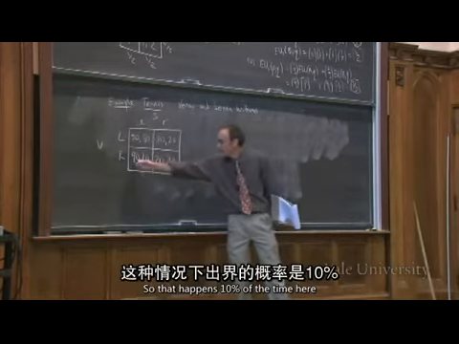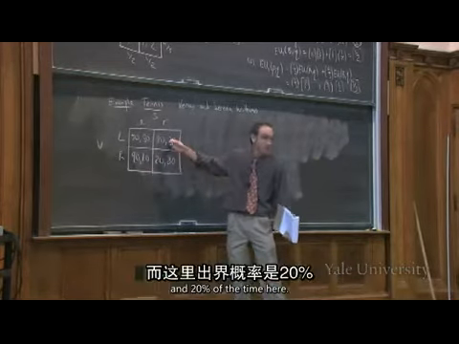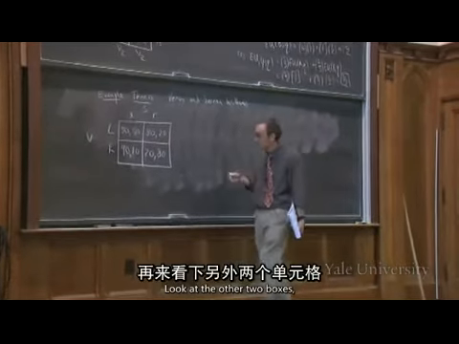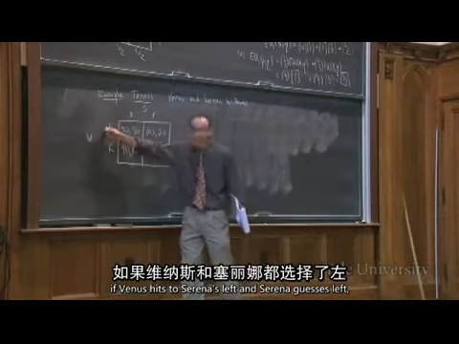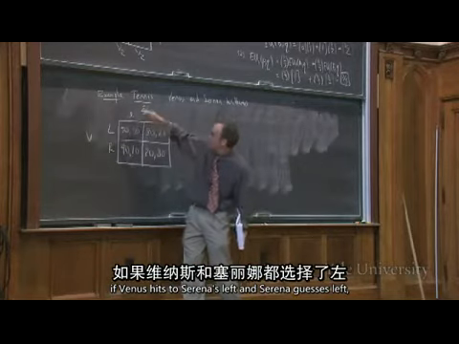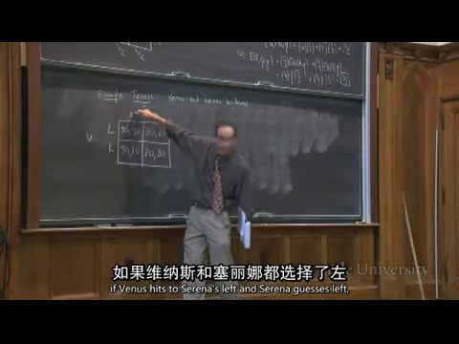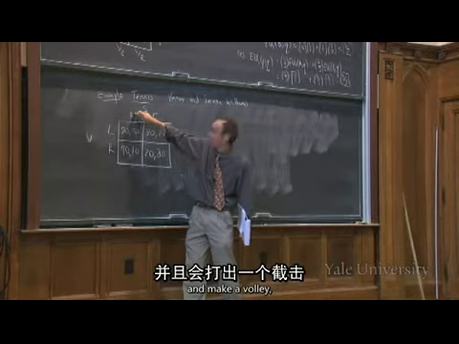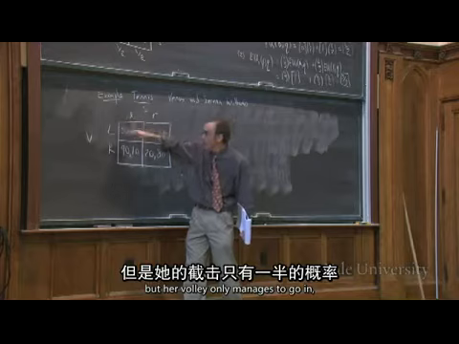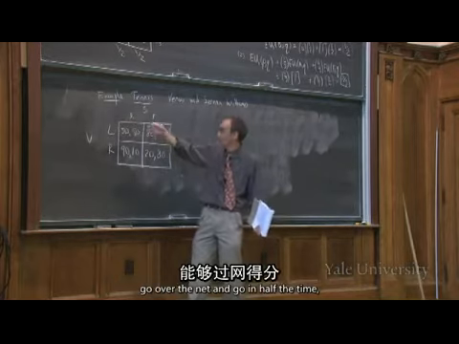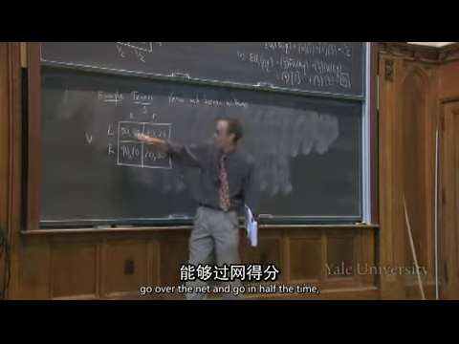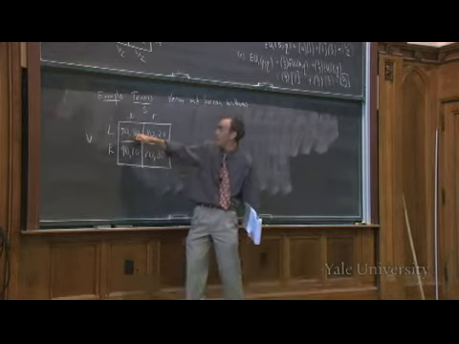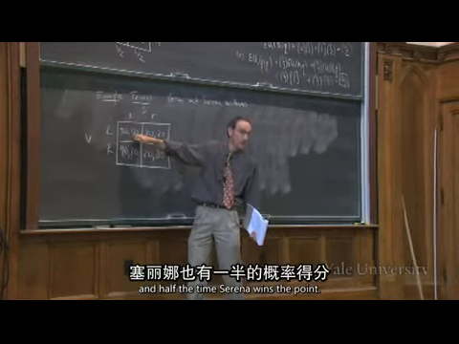All right, so that happens 10% of the time here and 20% of the time here. Now look at the other two boxes. If Venus hits to Serena's left and Serena guesses left, then we're going to assume that Serena's going to reach the ball and make a volley, but her volley only manages to get over the net and go in half the time. So the payoffs are 50-50. Half the time Venus wins the point, and half the time Serena wins the point.